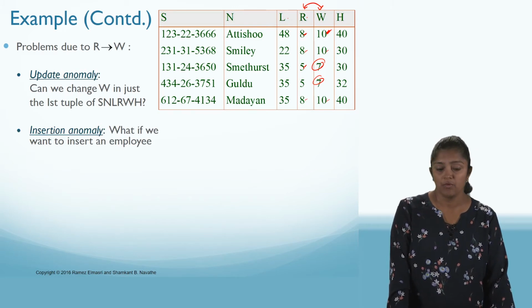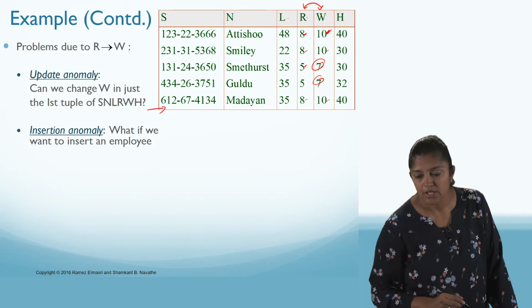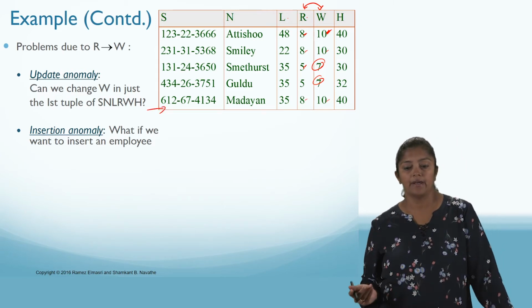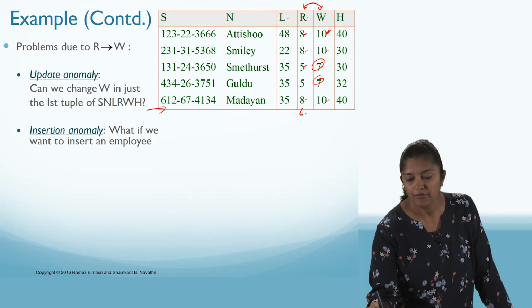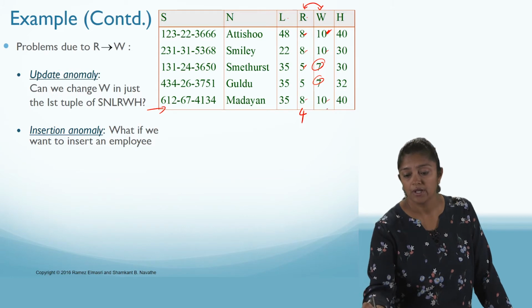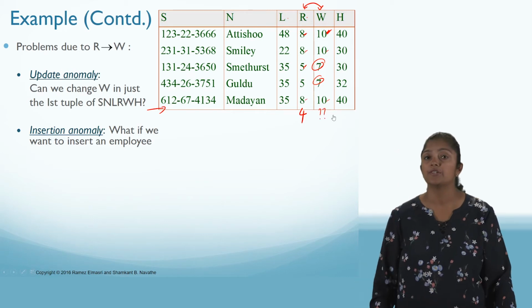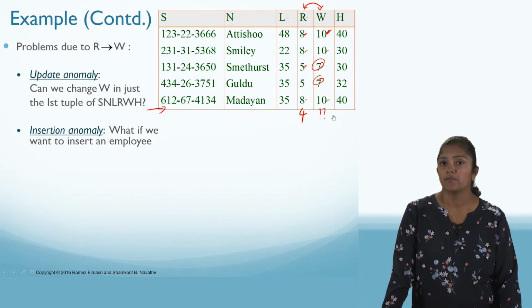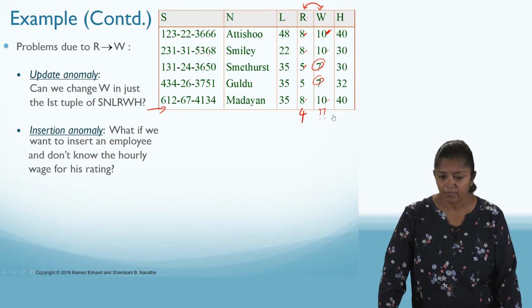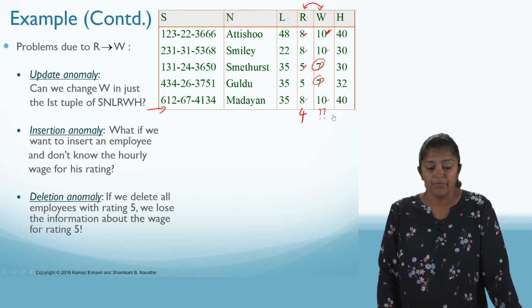Insertion anomaly: say we want to insert a new employee into this table, and initially the rating of that employee is, say, 4. Now there's no way for us to know based on the information that we have. There are no other rows with a rating of 4, so we don't know what the wage should be for employees with a rating of 4. So that's an insertion anomaly, and that's an issue with this kind of design.